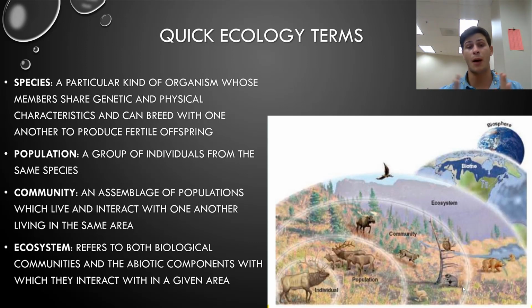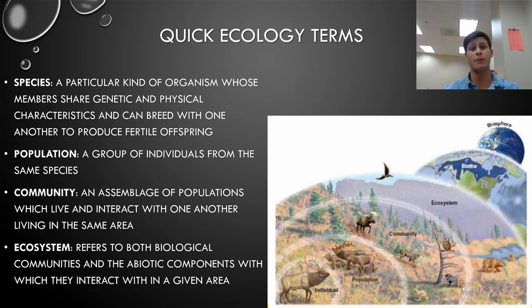Now, the next is a population. A population is defined as a group of individuals from the same species in a given area. Now, populations can change depending on whether we look at a very large geographic area or a very small geographic area, but it is just a group of individuals from the same species regardless of what area we are looking at.